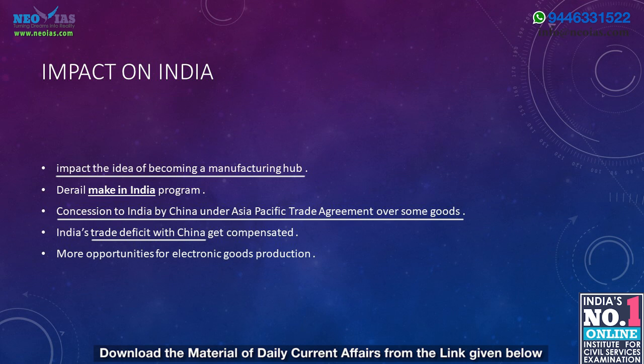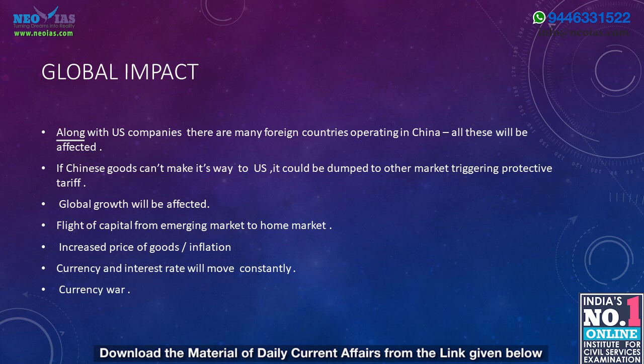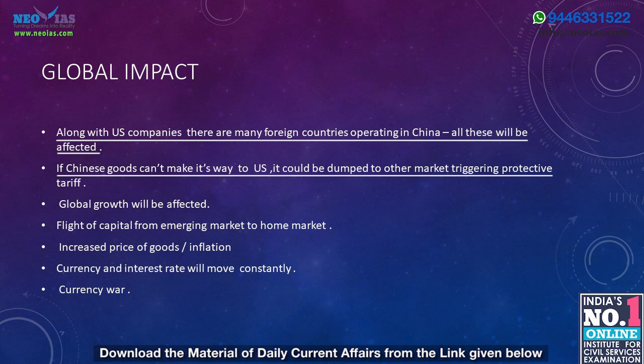Next, let us see the impact on other countries or the global impact. Along with US companies, there are many foreign companies operating in China. All of these will be affected. If Chinese goods can make their way to US, there is a chance of dumping them in other markets, which may trigger protective tariffs again. And this kind of protectionism, if further increased, will have an impact on global growth also.